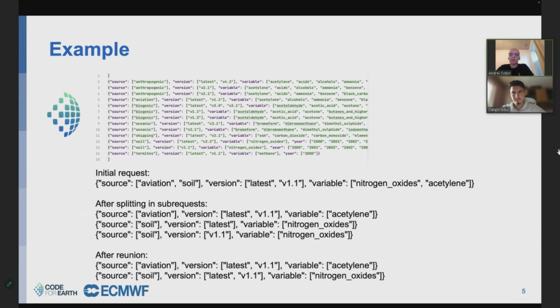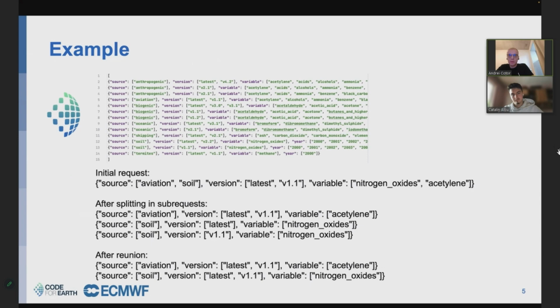Let's take a look at an example. So let's say that we have the same constraints file that you previously saw. We have an initial request for source aviation and soil, version latest and 1.1, and variables nitrogen oxides and acetylene. After intersecting with each line in the constraints file, we get the following three sub-requests.